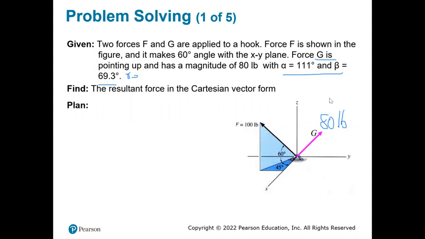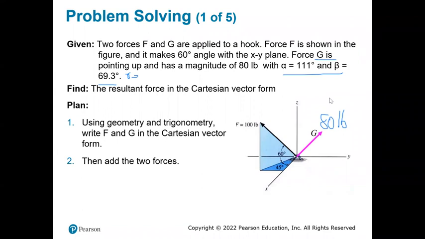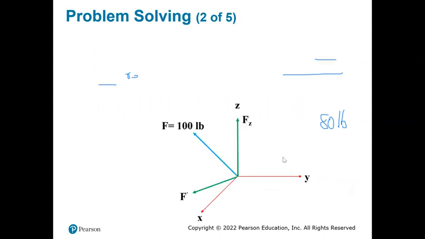So what's our plan here? We're going to use trigonometry and geometry to find out F and G in Cartesian vector formats. Then we are going to add them. Okay, let's look into solving this problem. Let's look at our F force first. We know that F is 100 pounds.